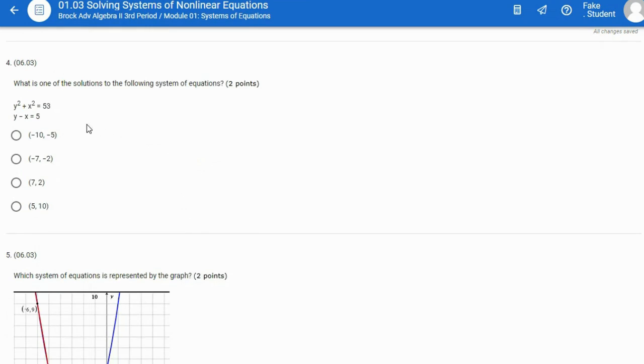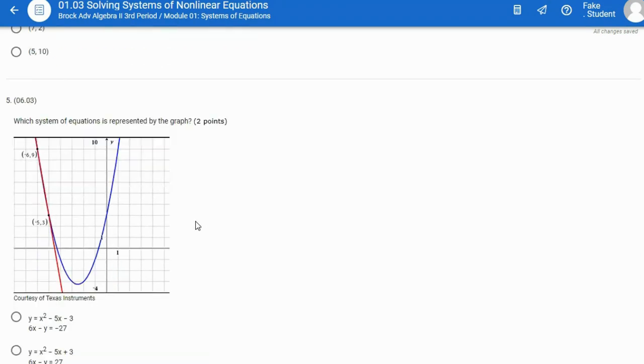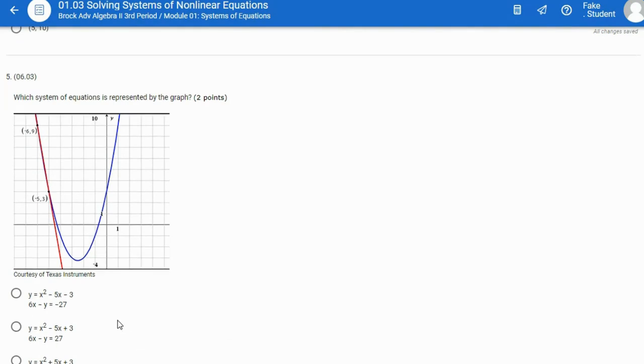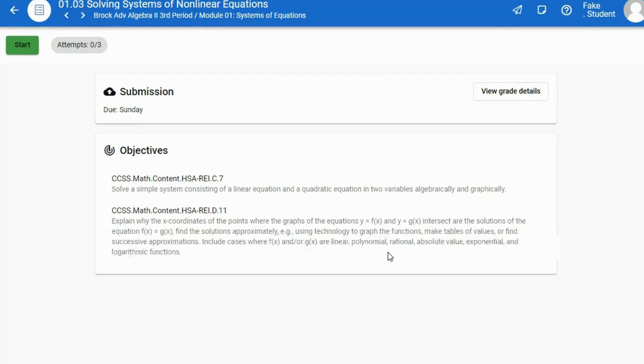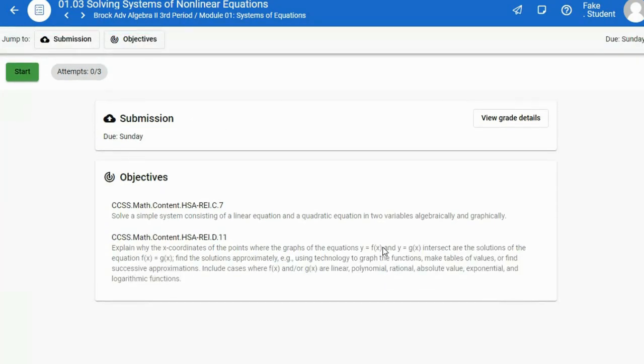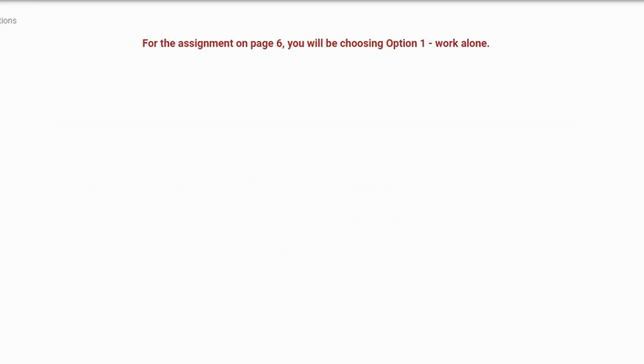Number 4, what's the solution to the following system of equations? This is a circle and a line. And here we have a line and a parabola. It wants to know which one of these systems is being graphed right here. Looks like there's 2 solutions. So which of these have those 2 solutions? All right, so 1.03, not very tricky. As long as you practice enough, it shouldn't be hard.